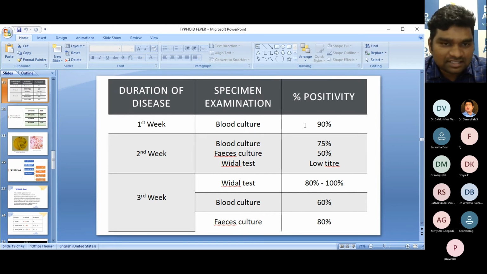We have to repeat the test. If there is a fourfold or more than fourfold rise in the antibody sera, then that test will be significant and it indicates enteric fever. A single test is not that helpful. Okay, I will explain the further slides.